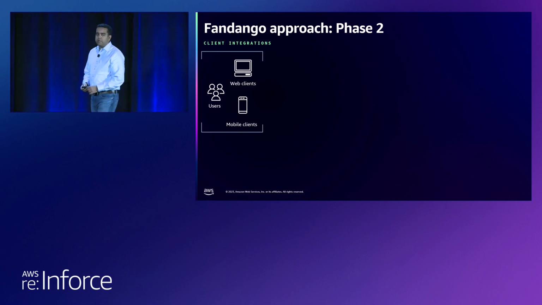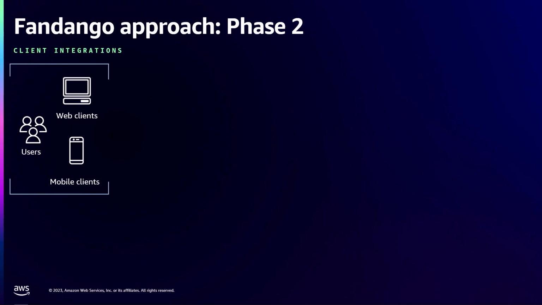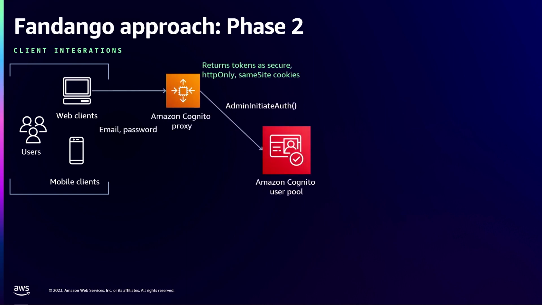So let's talk about phase 2, where we started onboarding our clients. So now, given the increased attack vector on web clients, especially using cross-site scripting and cross-site request forgery requests, we wanted to go the extra mile and secure our tokens as secure cookies instead of local storage. Now again, this is all about defense in depth. We chose the web clients to have a little more security. It's a trade-off. But for your use cases, local storage may work fine. So we built a custom proxy that basically interfaces between our web clients and Cognito and returns those tokens as secure HTTP-only same-site cookies.